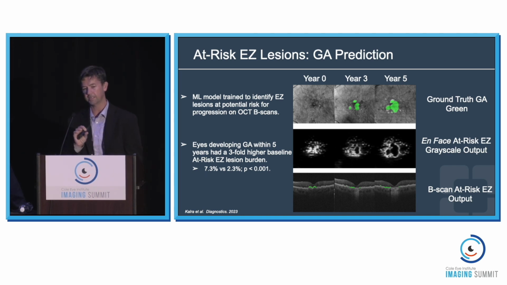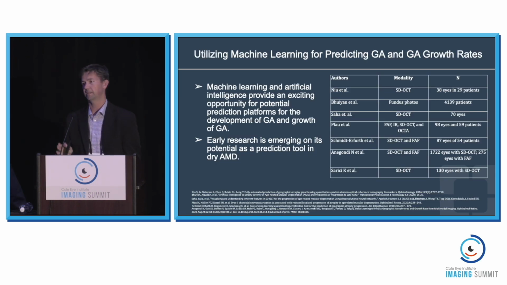In this top row, we see ground truth geographic atrophy developing at year 3, as well as growing at year 5. And that middle row shows the area where the machine learning technology is looking at the B scans and identifying areas at greatest risk. And 3 years later, we see that geographic atrophy developing into those areas that are of most interest to the model. We see that this is really a hot area.